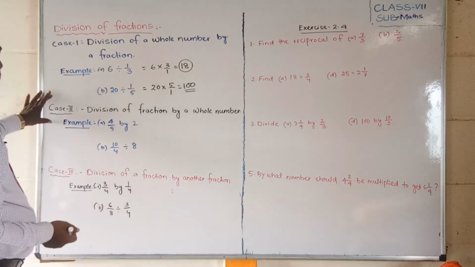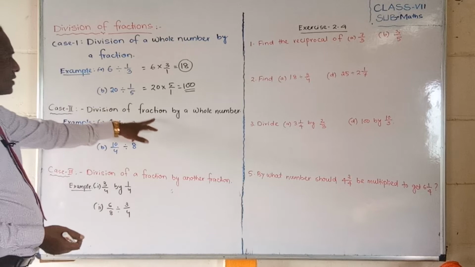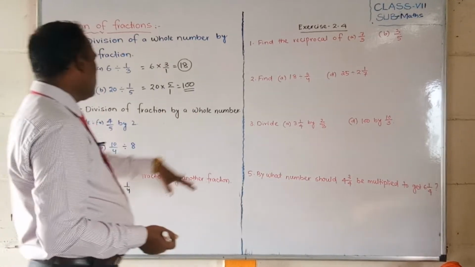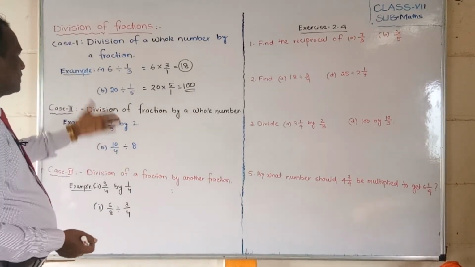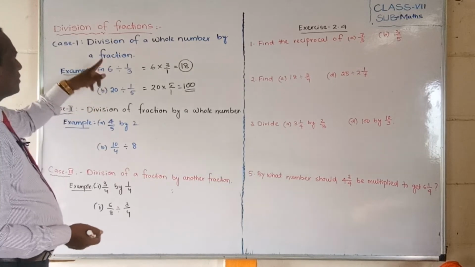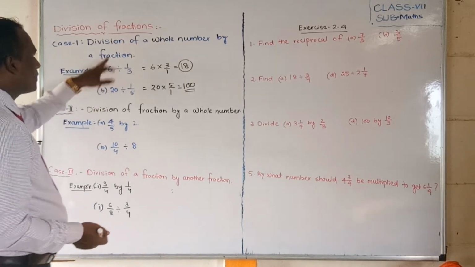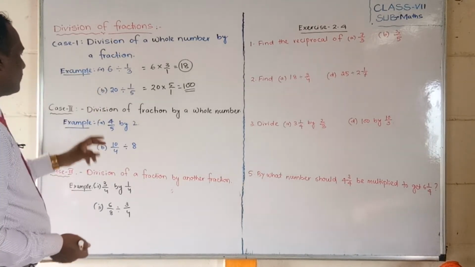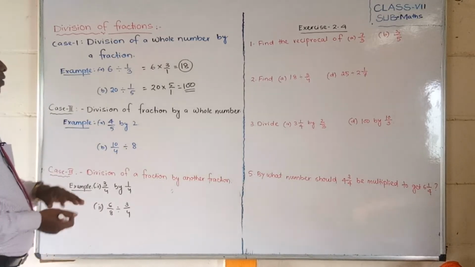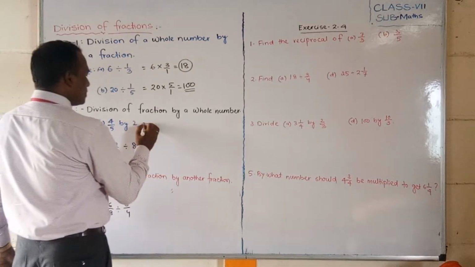Now case 2, see students. Division of a fraction by a whole number. Now this is the reverse. First we divided a whole number by a fraction, now we are dividing a fraction by a whole number. So what will we get? Same thing, students.